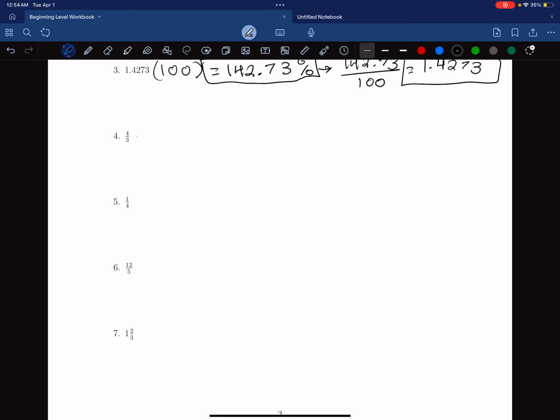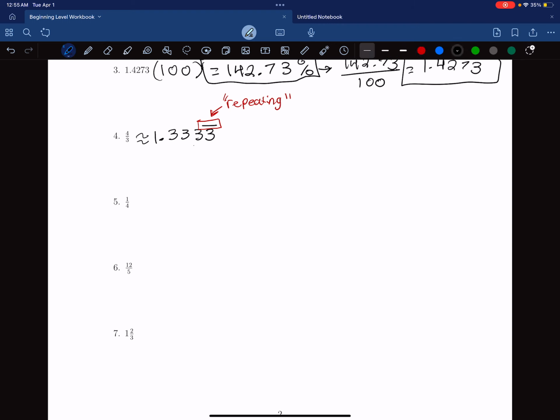So 4/3 is approximately 1.3333, repeating. So I just want to point out here, this line on top of this 3 I just put, this means repeating. In math, people use this line on top of a value or a number to indicate that this 3 keeps on repeating forever and ever and ever, and this 3 never stops going. So I just wanted to write that down.